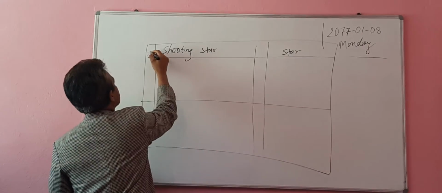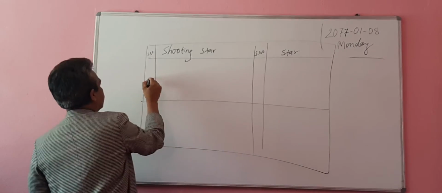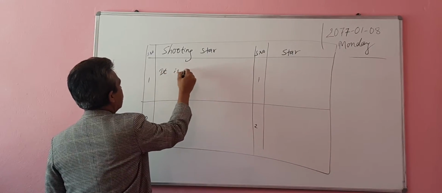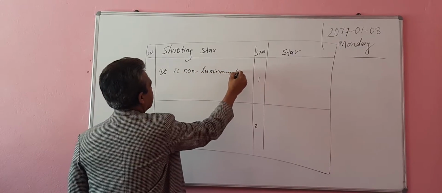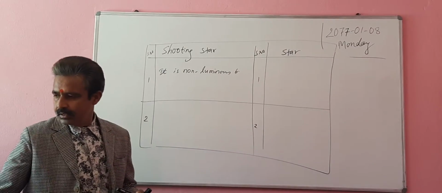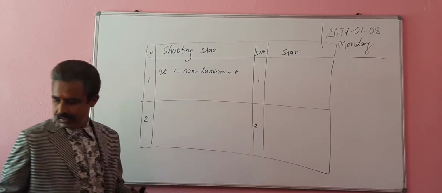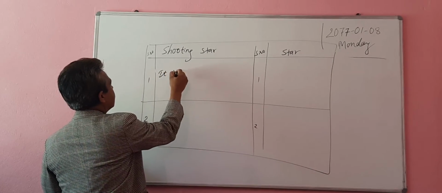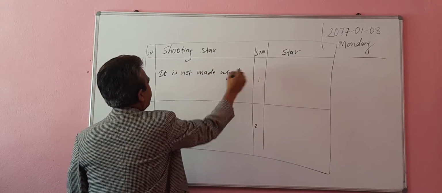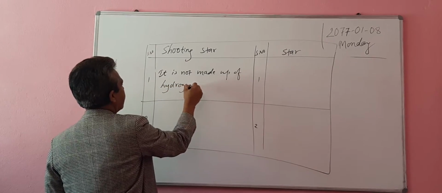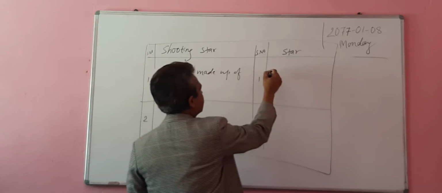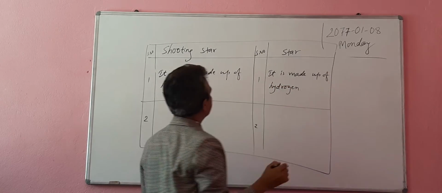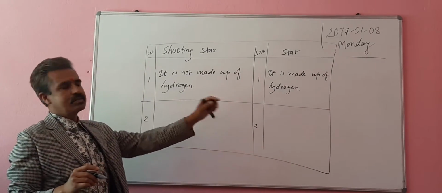Writing 1, 2. Shooting star. It is not luminous body. Actually, let's not mention these things. We can write here. Number 1. Shooting star is not made up of hydrogen. Star is made up of hydrogen.